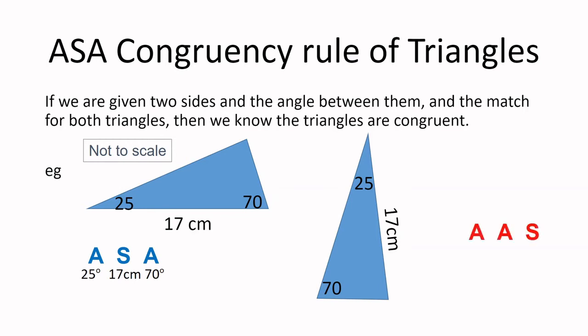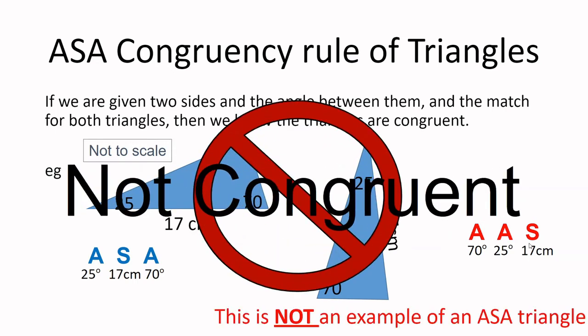Over here, however, did you notice? I gave you two angles and a side length which is not in between those two angles. I've got an angle of 70 degrees, I've got an angle of 25 degrees, and I've got a side length of 17, which is next to the 25-degree angle. So this is not ASA, this is AAS. So these two triangles are not congruent because they don't give the same information. This is not an example of ASA triangles.